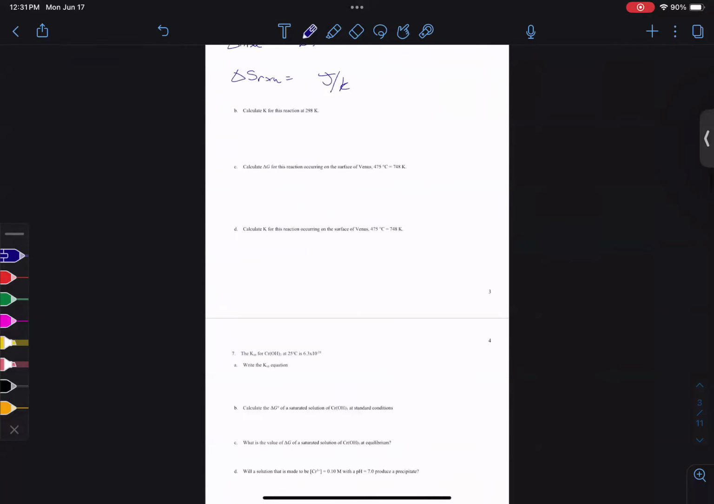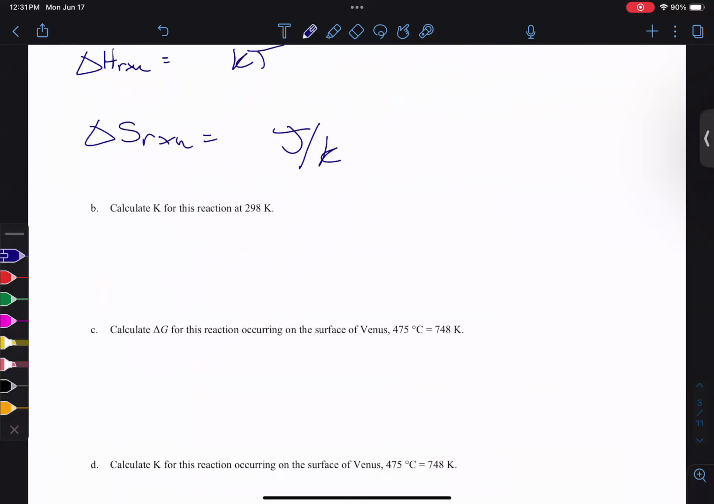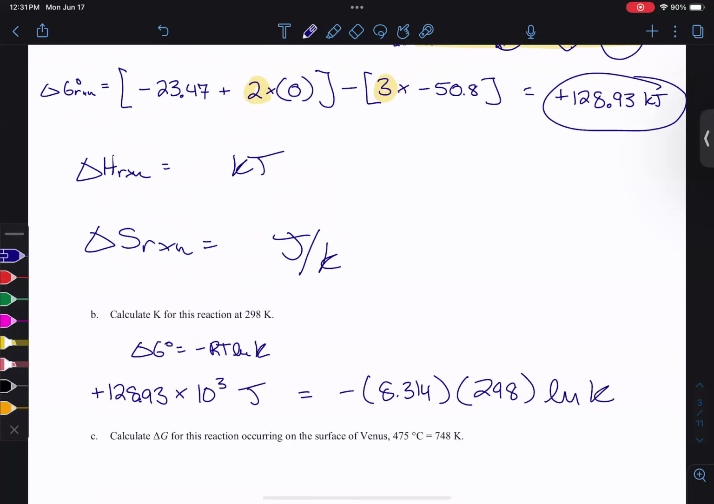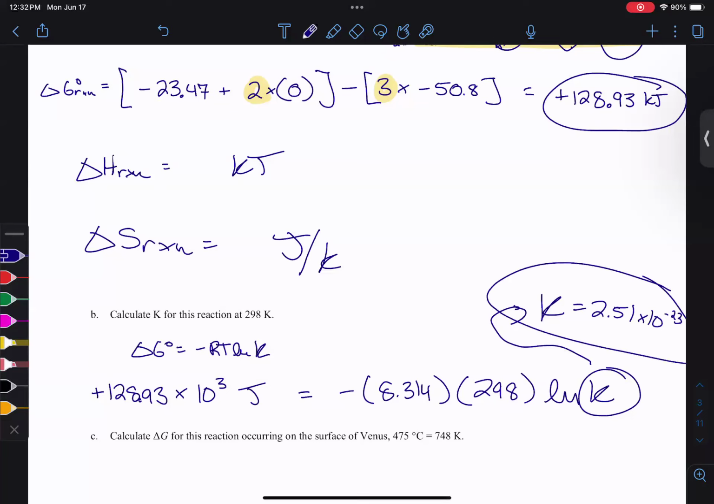So simply, we are going to use delta G naught equals negative RT ln K. We're going to plug in that delta G we just got. So positive 128.93, but this needs to be in joules. So 10 to the 3 joules equals negative 8.314, temperature 298, ln of K. So solve for K. And I think if you solve for that, you get K is equal to 2.51 times 10 to the negative 23. So at equilibrium, reactants are most present.